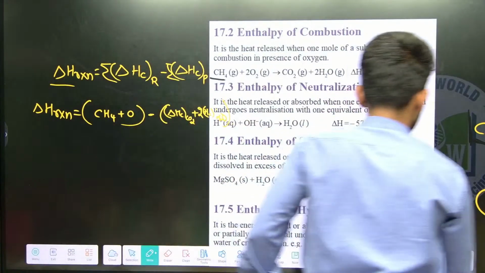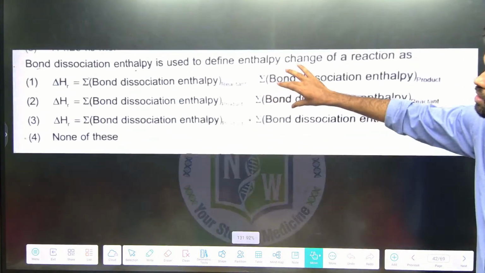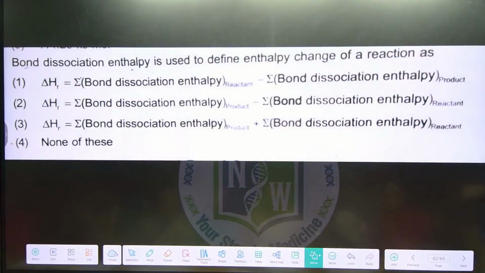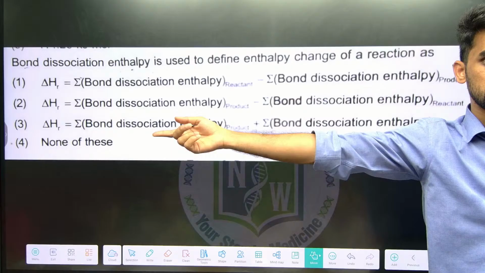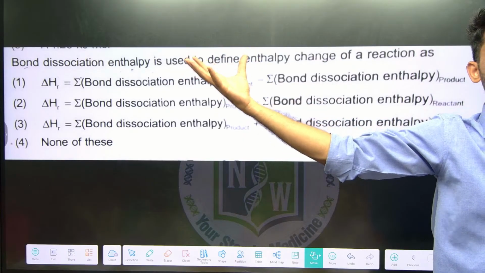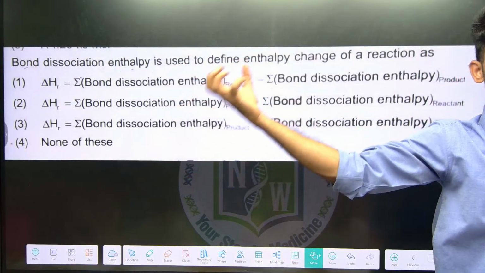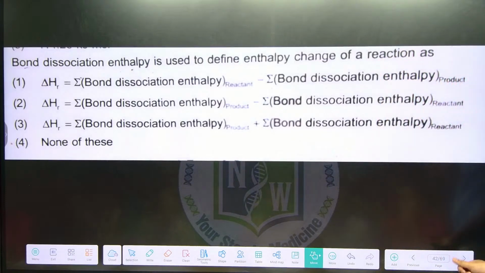Now we will see one question, so answer me first for this. The bond dissociation enthalpy is used to define the enthalpy change of a reaction. See, bond dissociation means breaking or making? It means the reactant side will break first, which will form the product side. So similar to combustion, what to take? Bond dissociation enthalpy of reactants minus bond dissociation enthalpy of products. So what is your answer? A. Okay, next.